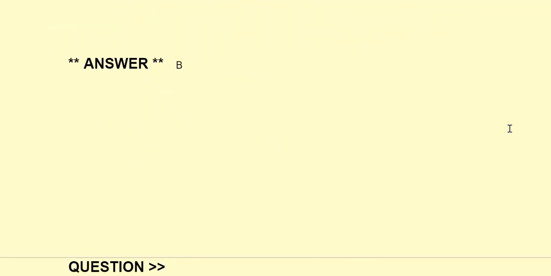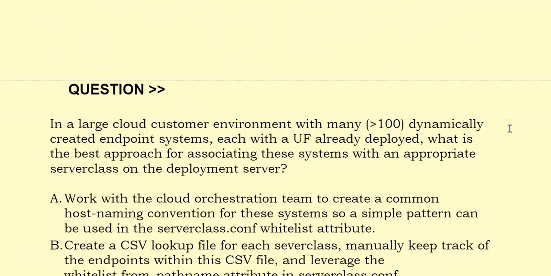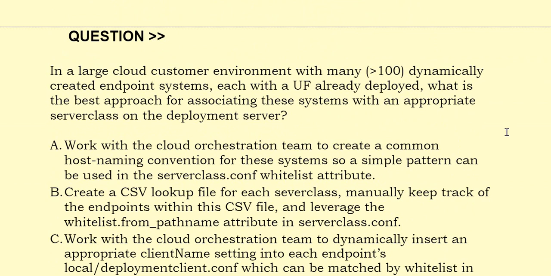The correct answer is option B. Our next question is, in a large cloud customer environment, there are greater than 100 dynamically created endpoint systems, each with a UF already deployed. What is the best approach for associating these systems with the appropriate server class for the deployment server?